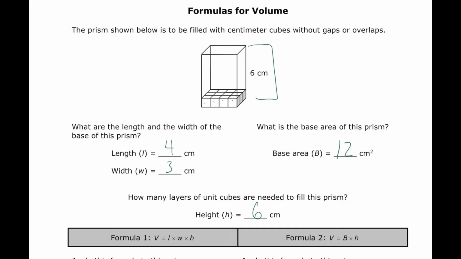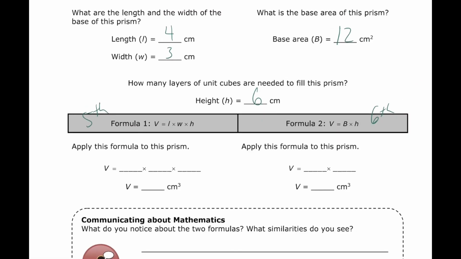And then how many layers tall? Well, it's the same thing, 6 layers tall. 5th grade formula, volume equals length times width times height. 6th grade formula, volume equals base area times height. Let's go ahead and apply our numbers. So my length times my width, 4 times 3 times my height. 4 times 3 is 12, and then 12 times 6. And on my 6th grade side, my base area was 12, and then times my height of 6. And so then I multiply those together to get my volume in cubic centimeters.